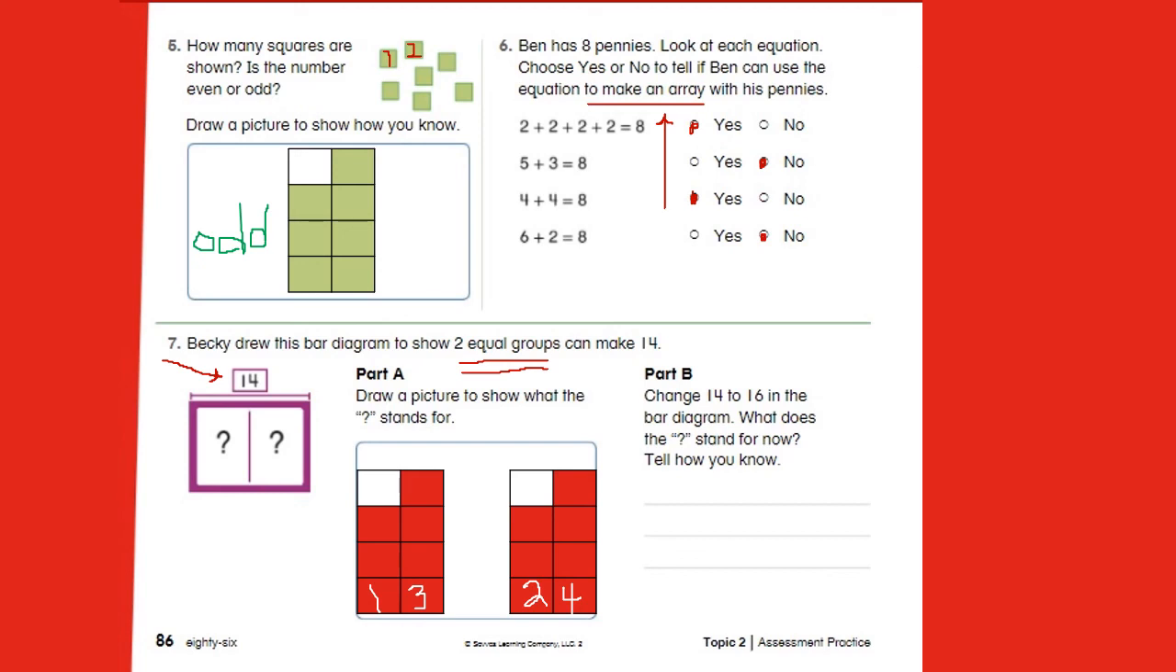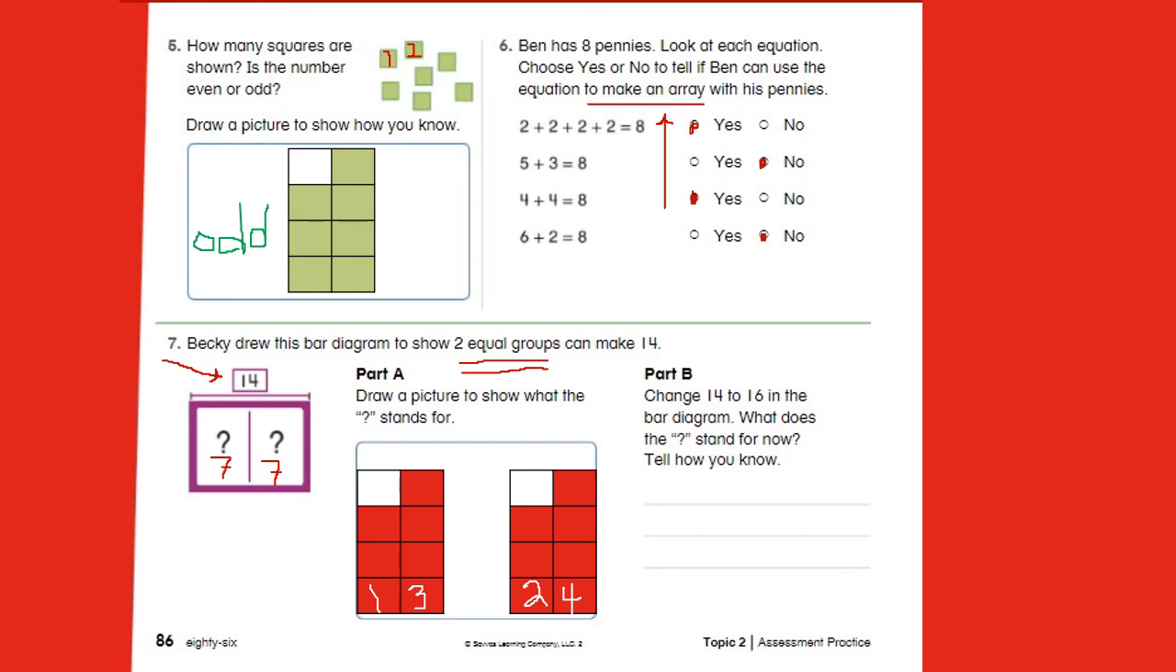So, what does the question mark stand for? 7 plus 7 equal 14. Okay? It's just our doubles fact. And we could put 7 counters, or 7 Cheerios, or 7 coins, or 7 connecting cubes on one side and 7 on the other side. And if we added them up, we'd get 14.